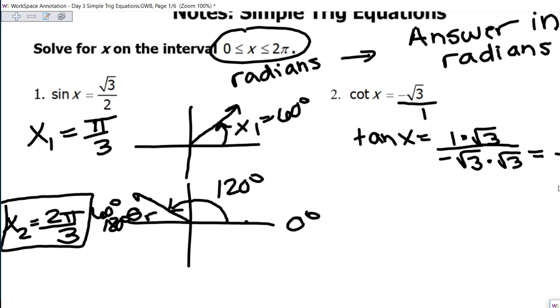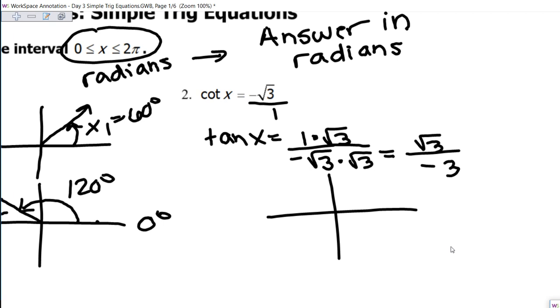Now, notice my tangent value is negative. So in which quadrants would tangent be negative? 2 and 4. So I need to have two answers here. One answer needs to be in quadrant 2. One answer needs to terminate in quadrant 4. So first I have to figure out, well, what is the reference angle? Is it 30 or 60? Which one? 30 degrees.